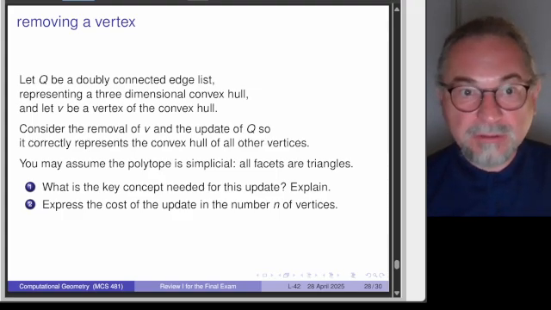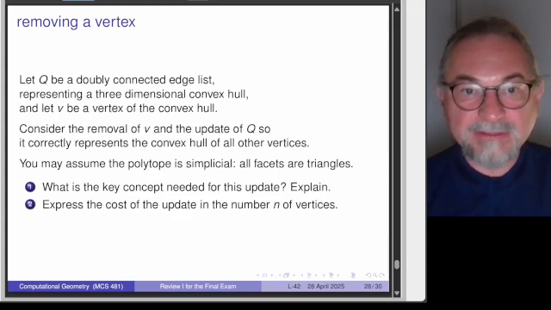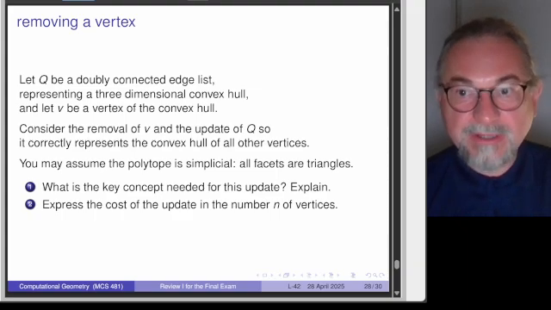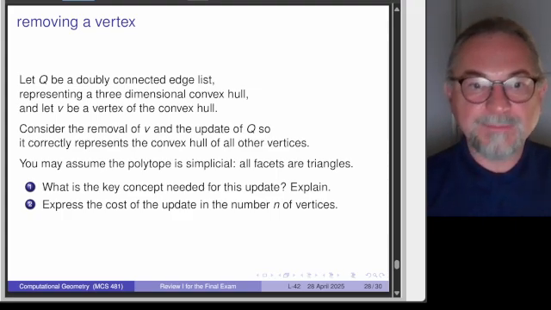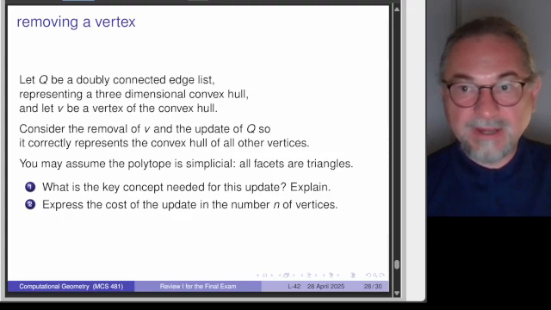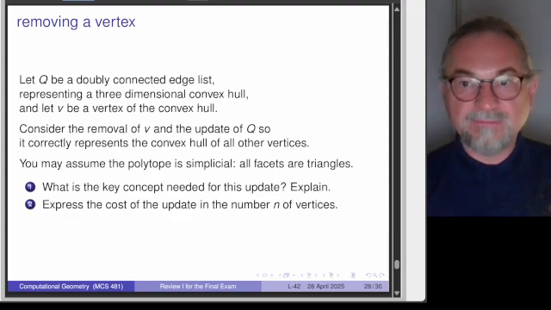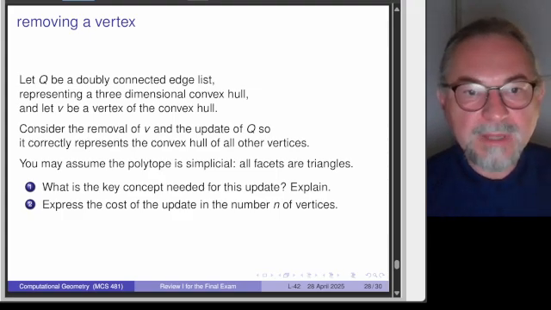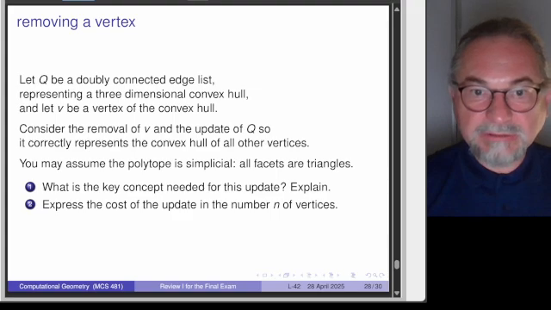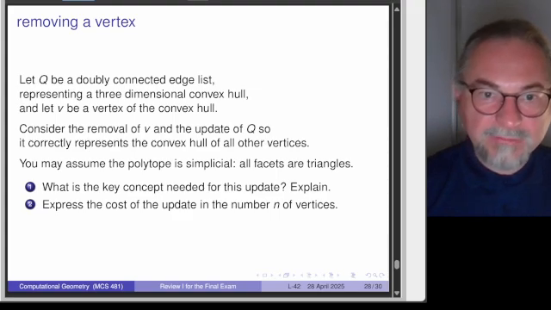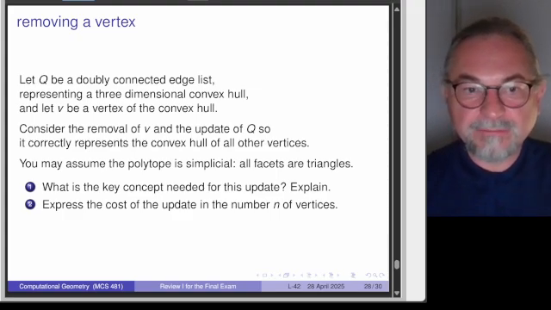So our convex hulls are represented by doubly connected edge lists. So we have the edges that are running around our facets. And we also have edge lists, vertex tables, and then face tables. Now the point is, consider the removal of one vertex and the update of the convex hull. So essentially the update of this data structure.